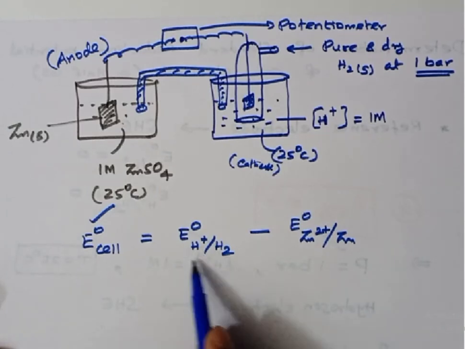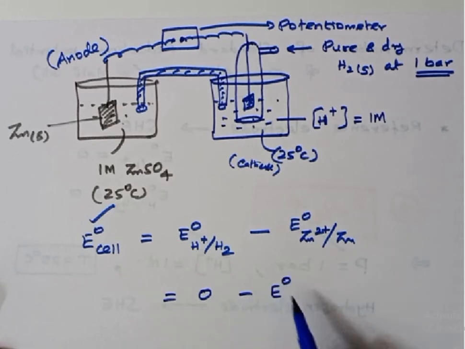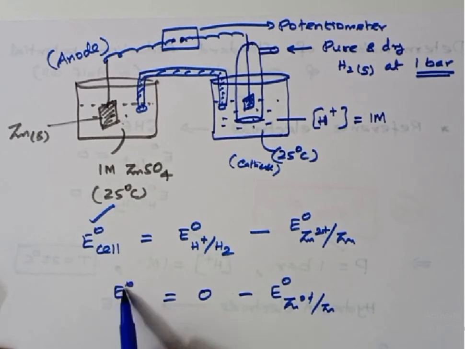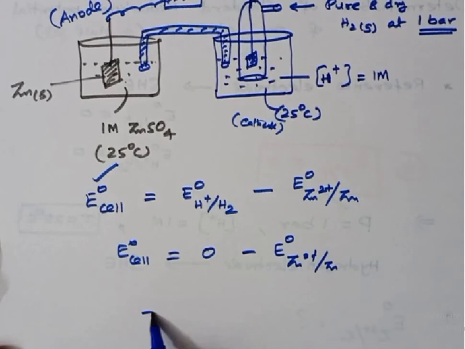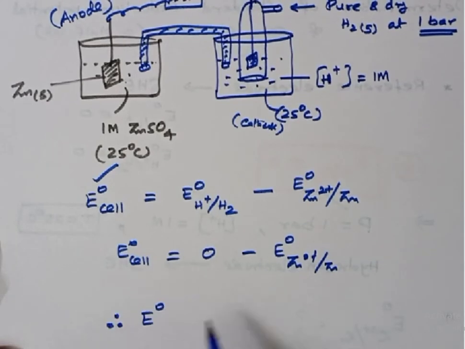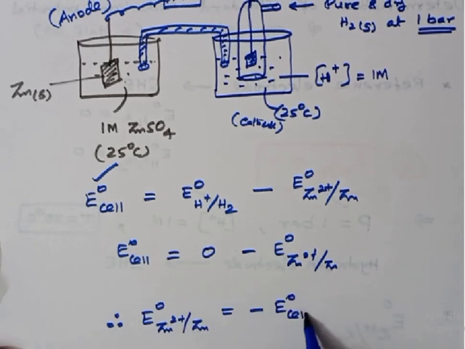And what's the value of this? Since it is the standard hydrogen electrode reduction potential, this value is 0. So this is nothing but E naught, Zn2+ becomes Zn. Now students, observe carefully. Since this is 0, whatever potential appears in the potentiometer, you just change the sign of it, and you will get the standard reduction potential. Therefore, the standard reduction potential for Zn2+ becoming Zn is equal to minus E naught cell.